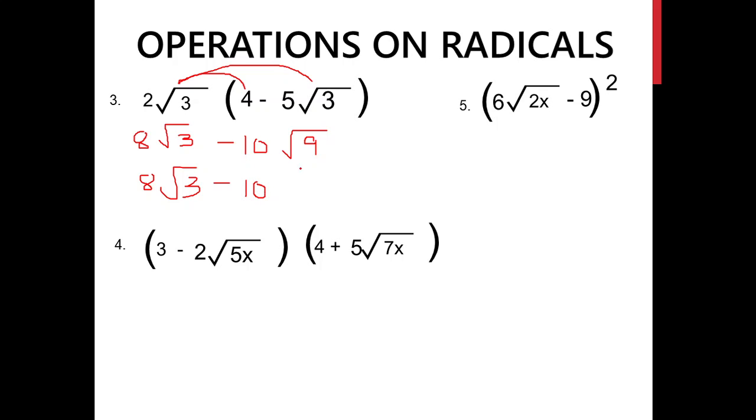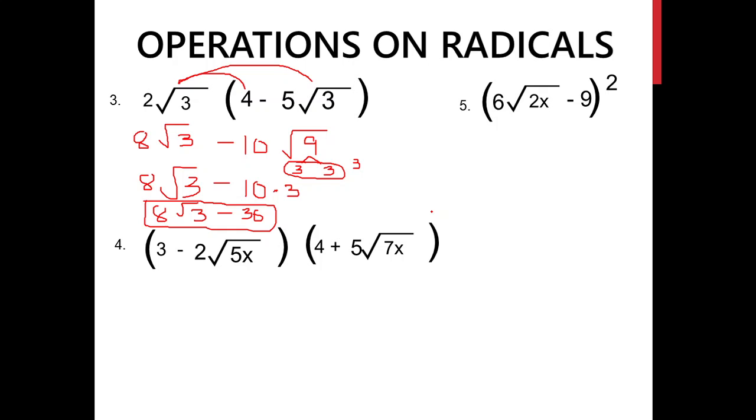9 can be divided by 3, right? So 9 divided by 3 gives us 3. And then since this is a square root, so the index is 2, so let's group this by 2. The value of this one is 3. So I can go ahead and bring this out of the radical sign and multiply it here to our numerical coefficient 10. So let's simplify this one. You have 8 square root of 3, 10 times 3, that is 30. So this is our final answer.